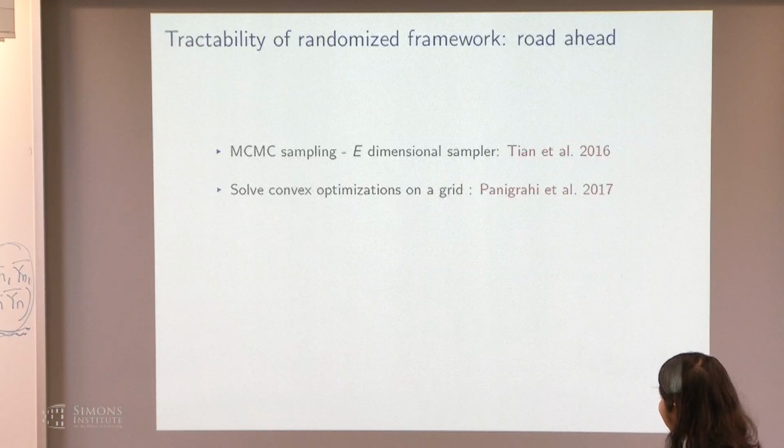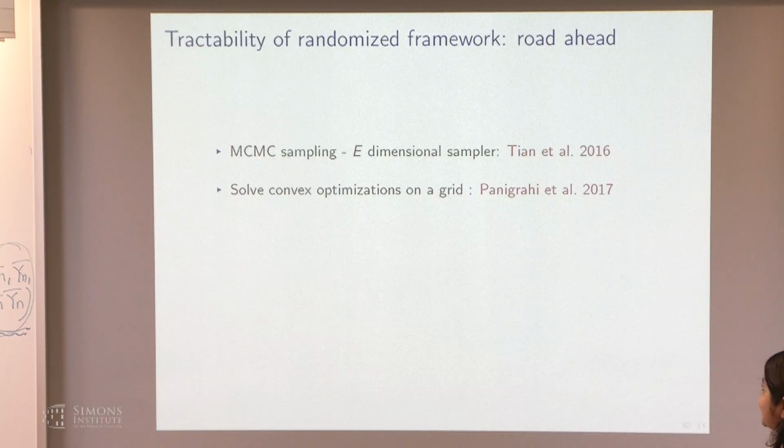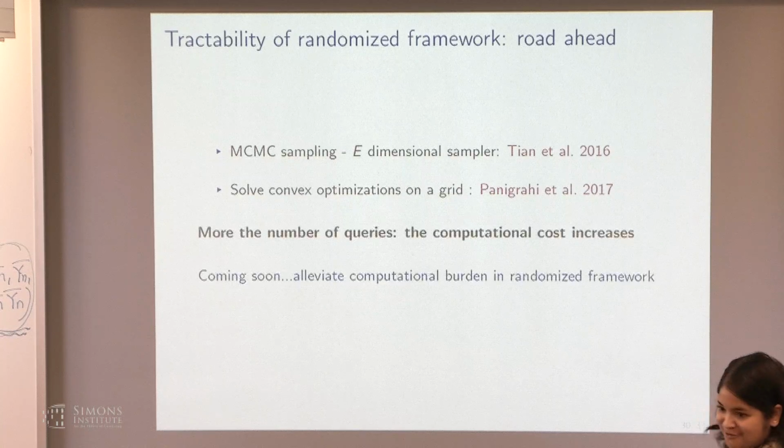What's really blocking us? I just wanted to say the randomized inference was still, I believe, a little hard to deal with, but that's the road ahead of us. And with that, I want to wrap up. Thank you.